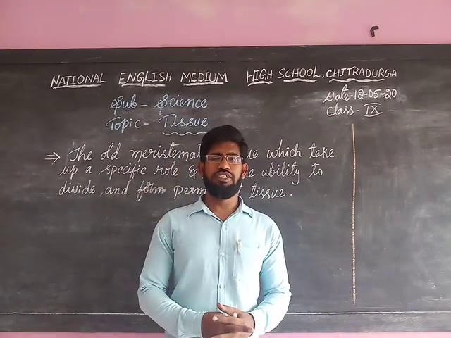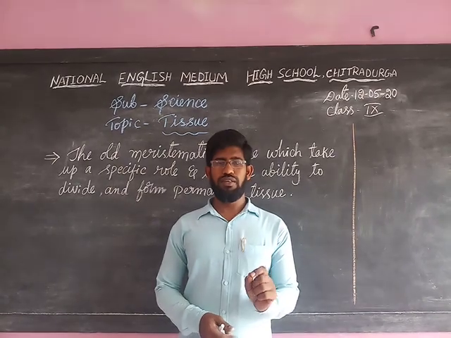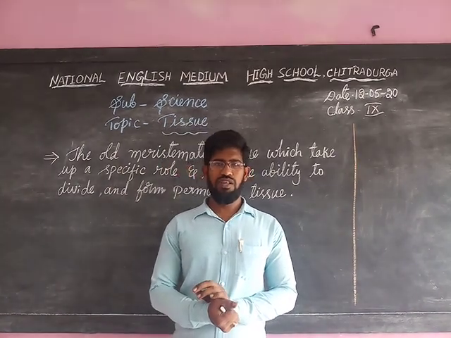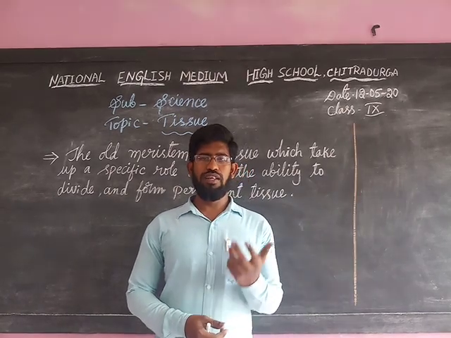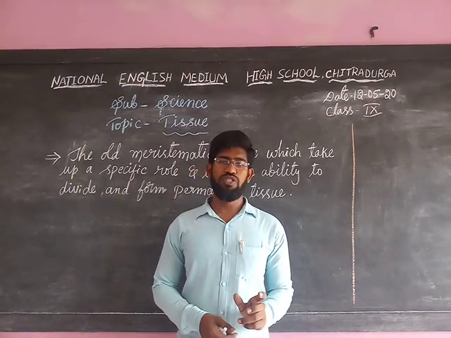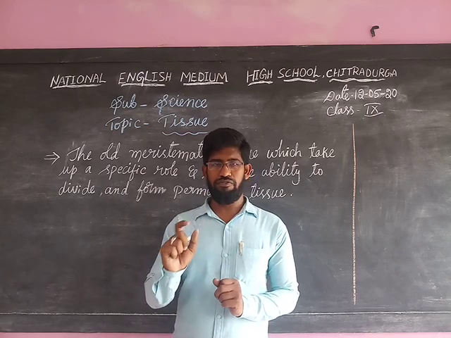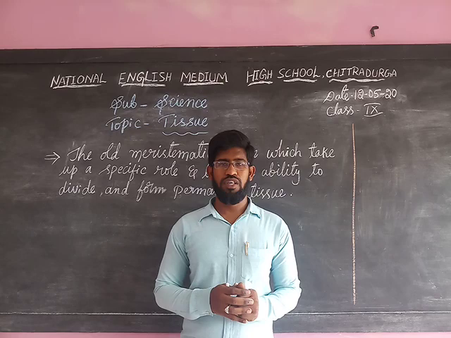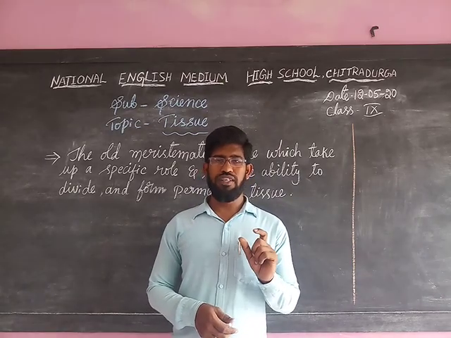What is permanent tissue? The permanent tissue is also known as non-dividing tissue. I already told in the previous classes. So this non-dividing tissue, where does it come from? They are nothing but old meristematic tissue. The old meristematic tissue which has adopted a particular role or particular function and has lost the ability to divide further. This type of old meristematic tissue is called permanent tissue.